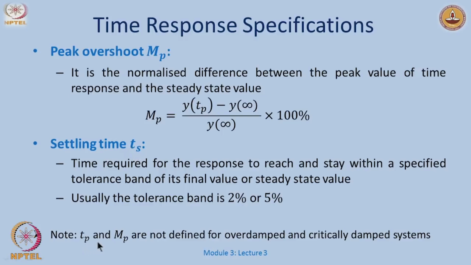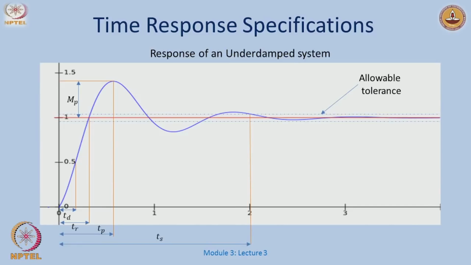The concepts of peak time and peak overshoot are not defined for overdamped and critically damped systems. That is because, let us start with the response: this is the underdamped response. The critically damped response would be something like this. It will never cross this value of 1, the desired value. This is the critically damped system, and this is the underdamped system. So, TP and MP are typically defined only for underdamped systems, and that is what we will focus most of our analysis on.